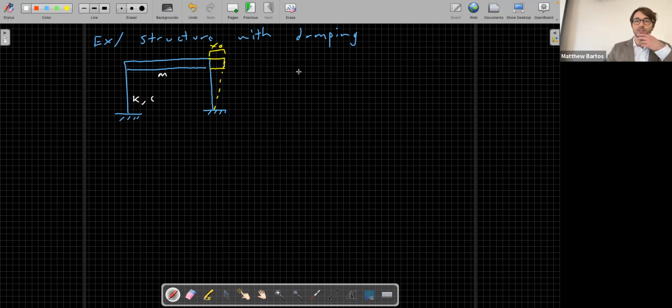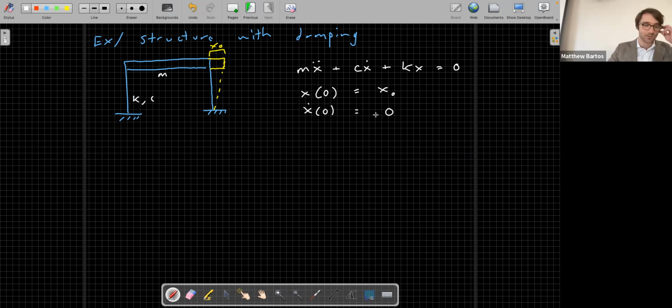And we know that the dynamics of the system correspond to the following equation: m x double dot plus c x dot plus k x is equal to 0. And let's use the same initial conditions as before. So our displacement at time 0 is equal to some constant x naught. And our initial velocity, let's set it equal to 0. Okay, so I'm not going to go through the entire solution procedure again, but I want to just look at what the ultimate solution will look like depending on what our damping looks like.